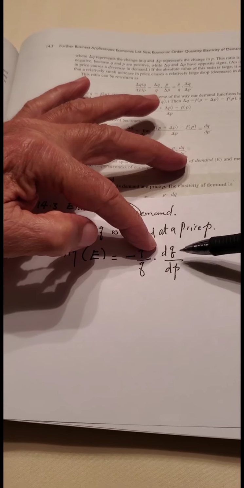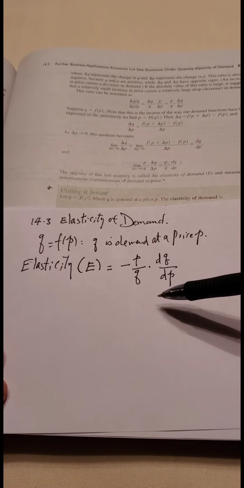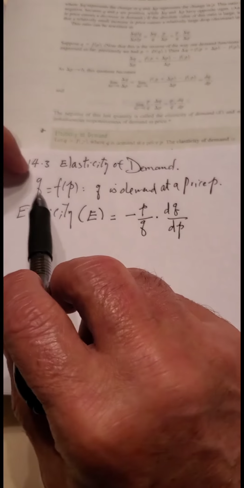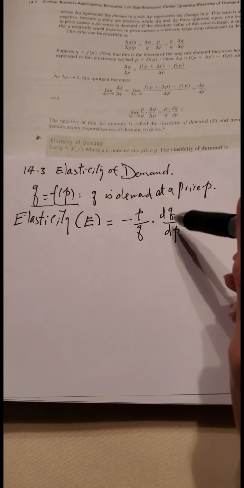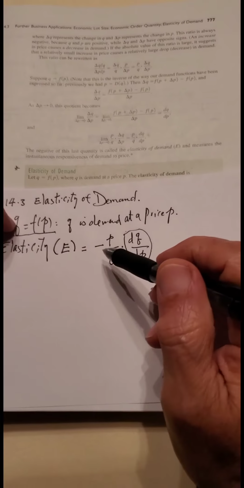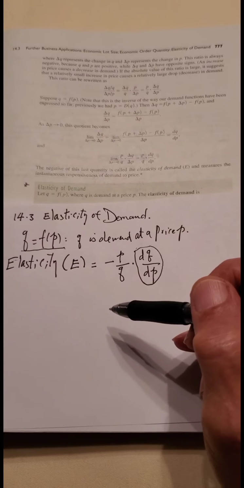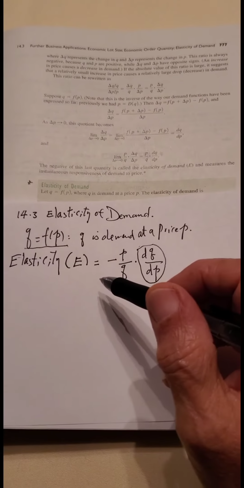This means P over Q, and this is the derivative of Q with respect to P. So you have the function P over Q, and then you have the derivative of Q with respect to P. In other words, if we have a function Q in terms of P, which is given to you, we should be able to take the derivative of this and multiply by minus P over Q. That will give you a function called elasticity.